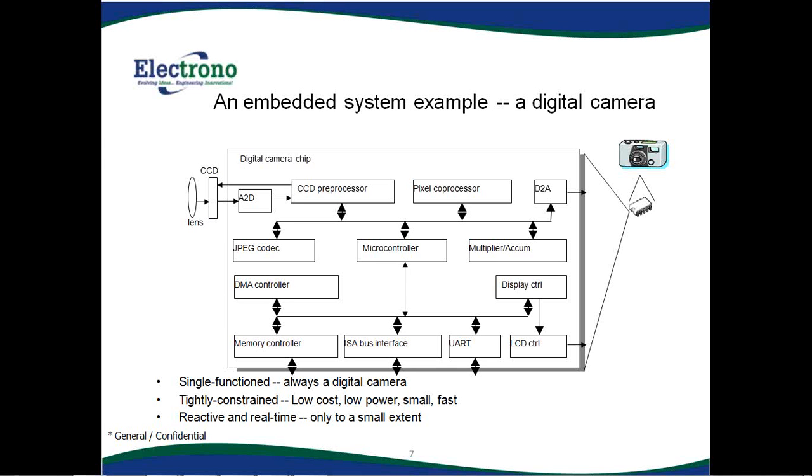So tightly constrained, we see, right, how much power it consumes. There is only the low cost. It comes within your 5,000. You can even find it for 2,000 rupees. And it is very fast. You can find that the processing speed is in milliseconds. And reactive and real time, that is, auto adjusting the flash based on the light intensity. You can set the picture quality or the brightness.